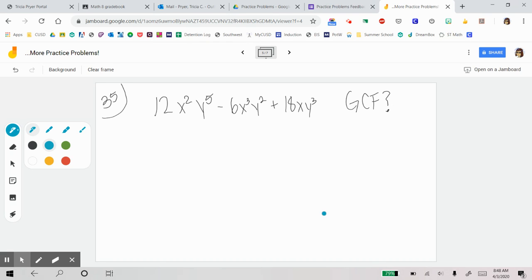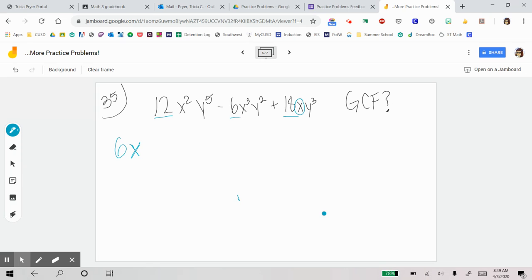So starting with the numbers, we have 12, 6, and 18. When I see that, I think of the number 6 because 6 goes into all of them. Okay, then the variables, let's start by looking at the x. So we have an x squared, x cubed, and x. We take the variable with the smallest power, so that would just be x because x goes into x cubed. X goes into x squared. So we'll have enough there. So x to the first power, or just x.